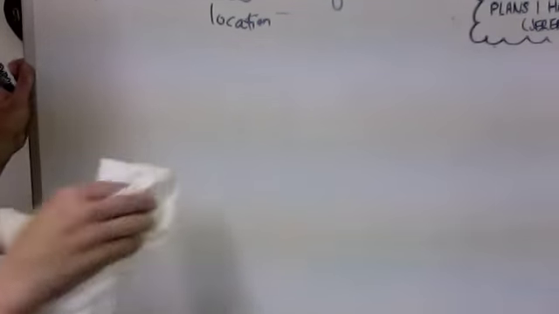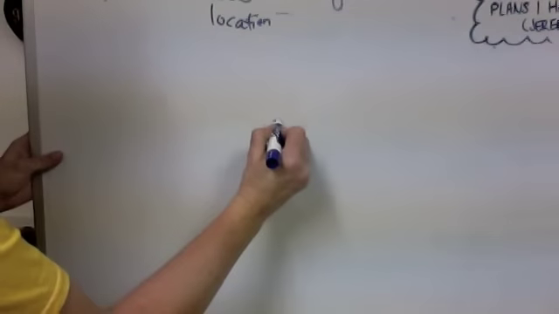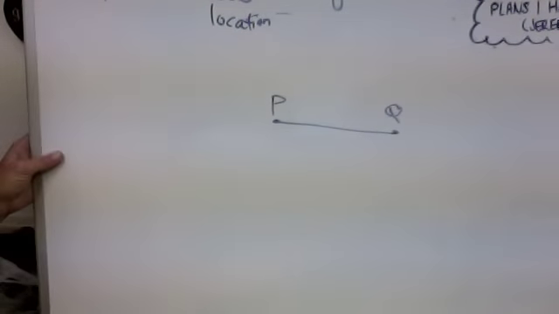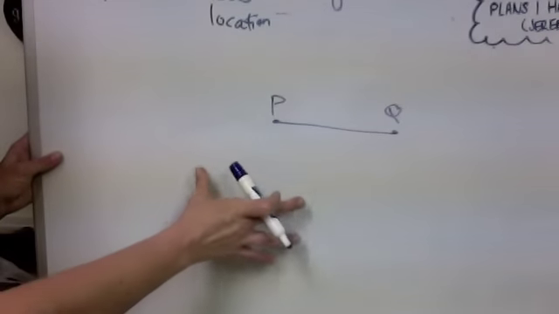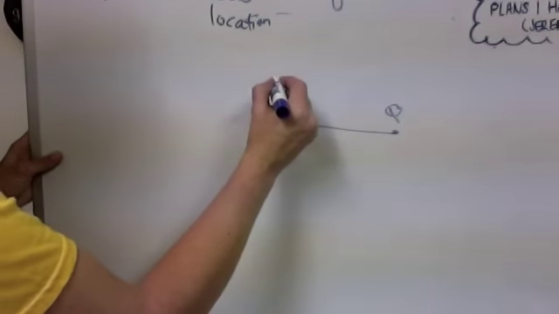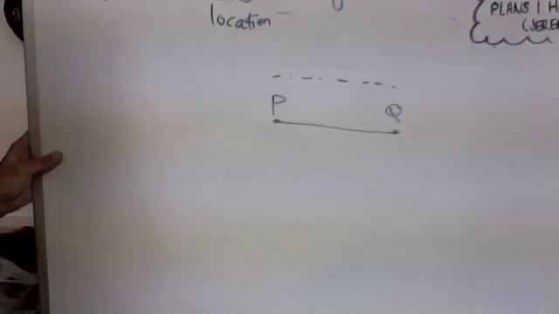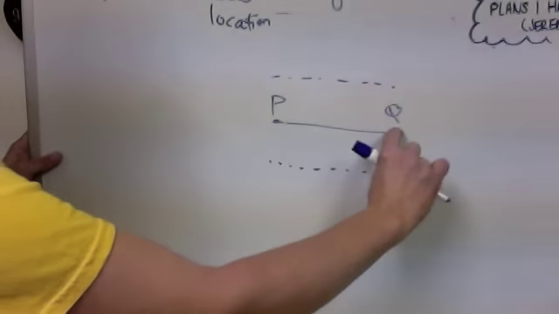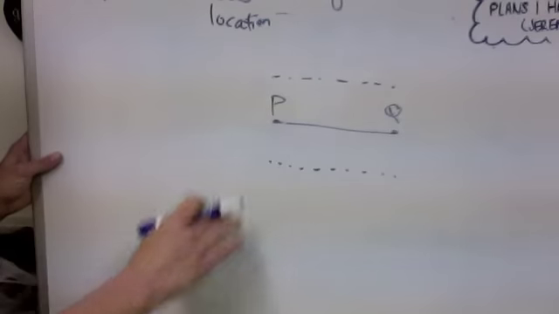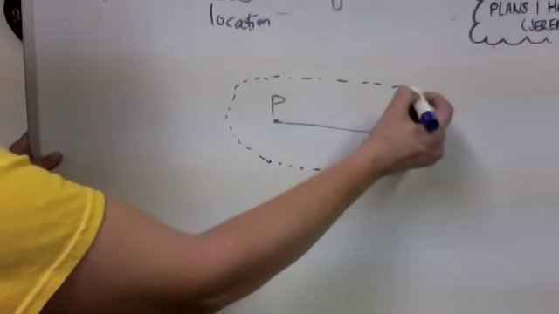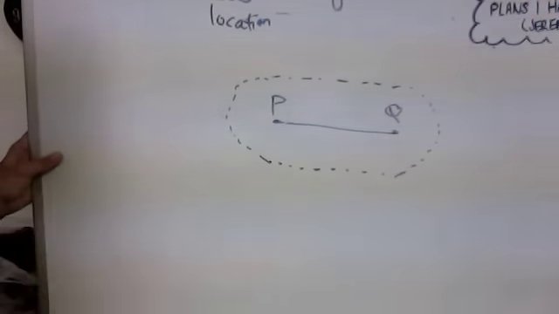Another example would be as if I would have a line segment. If I have this line segment PQ, and I want all the points in this plane that are 4 inches away from this line segment. Well, I could have these points up here that are 4 inches away. I could have these points below that are 4 inches away. But what would happen here on the ends? On the ends, it would just make this half circle. It would make this semicircle.